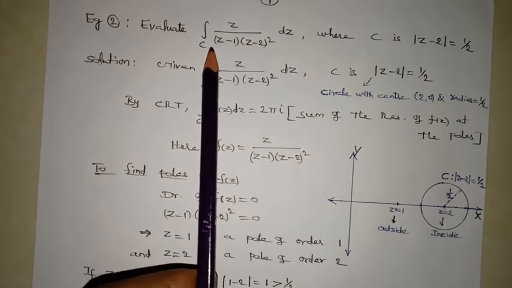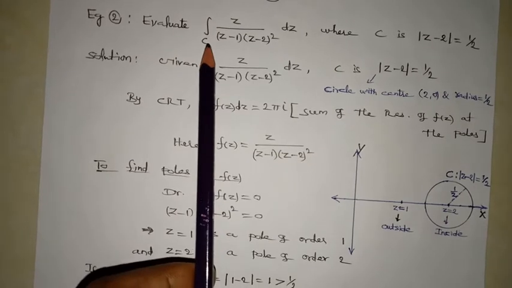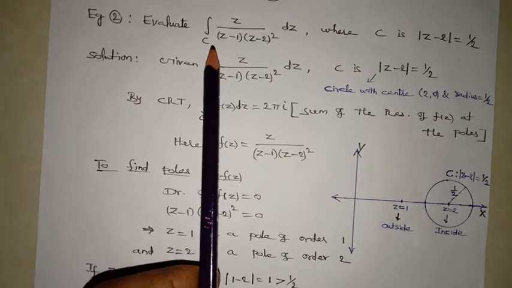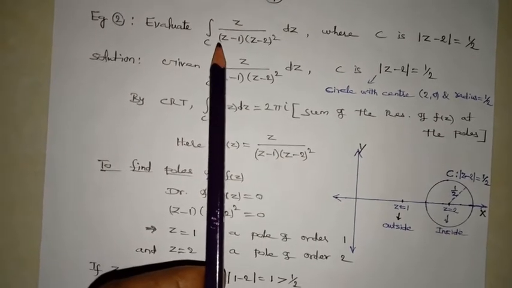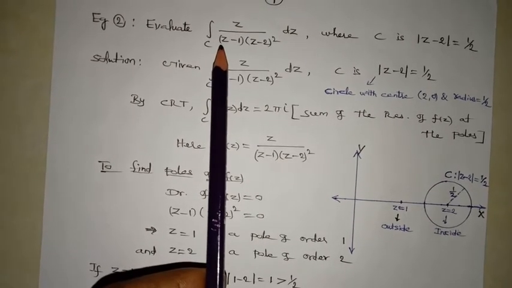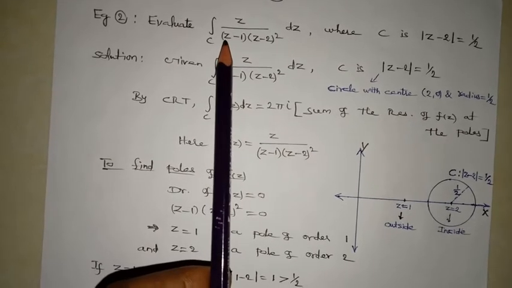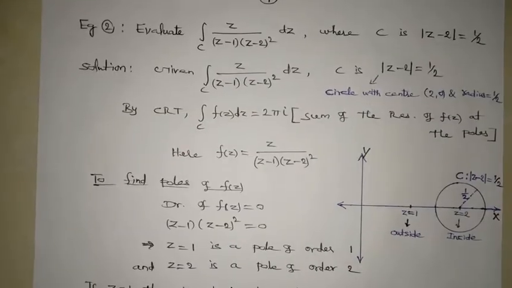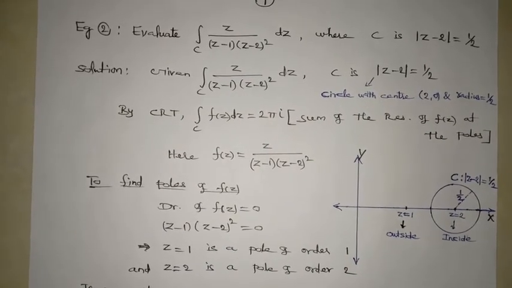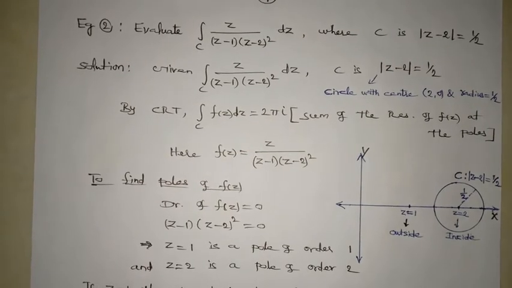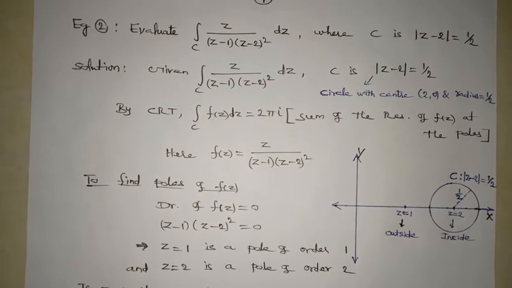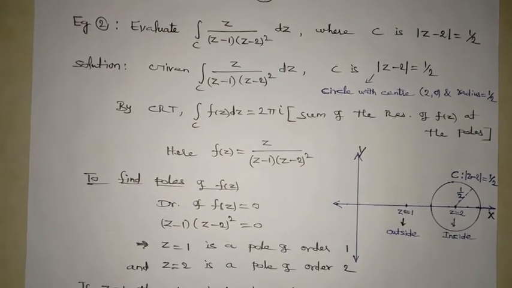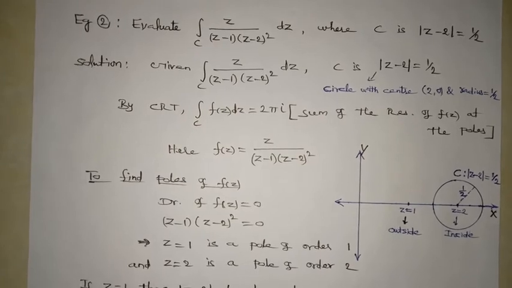As I discussed with you, to evaluate any complex integral by using CRT, we need to follow 4 steps. What is step number 1? Find poles of the function f of z. Step number 2, find what are the poles inside C. Step number 3, find residue corresponding to the poles which are inside C. And finally, apply Cauchy residue theorem statement.